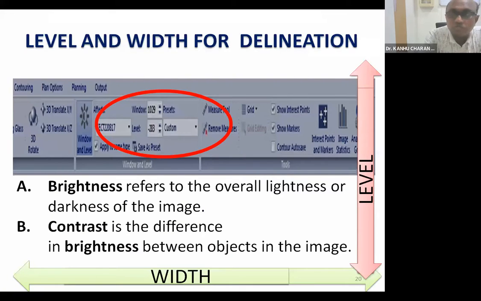So adjusting the windows is very important. You go to your imaging window, drag your mouse horizontally and the width will change, and drag your mouse vertically and the level will change. That is very important to understand.